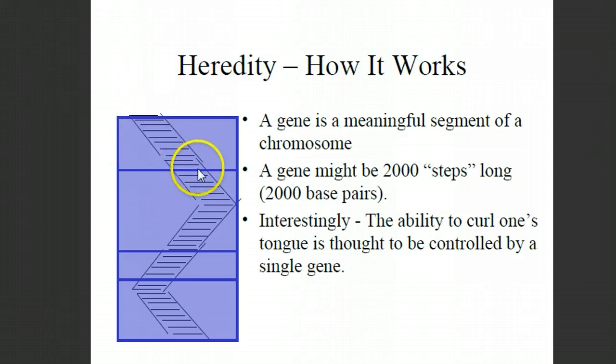So here's a cartoon rendition of a chromosome, and remember the chromosome is made up of DNA, and each step on that DNA is an instruction set, if you will, referred to as a base pair. And when you bring together those base pairs that all contribute towards a meaningful outcome, they're referred to as a gene. So a gene is a meaningful segment of the chromosome. The gene might be 2,000 steps, it might be shorter, it might be longer.